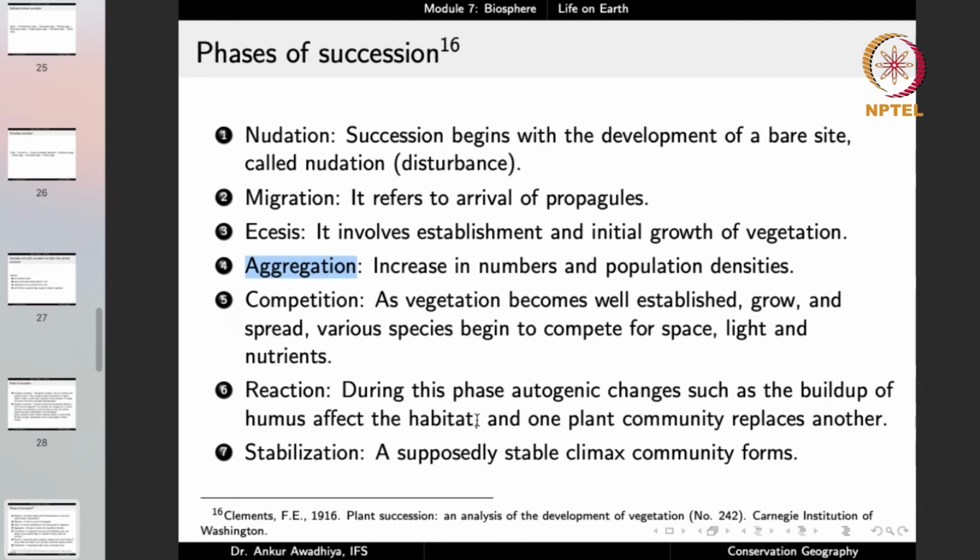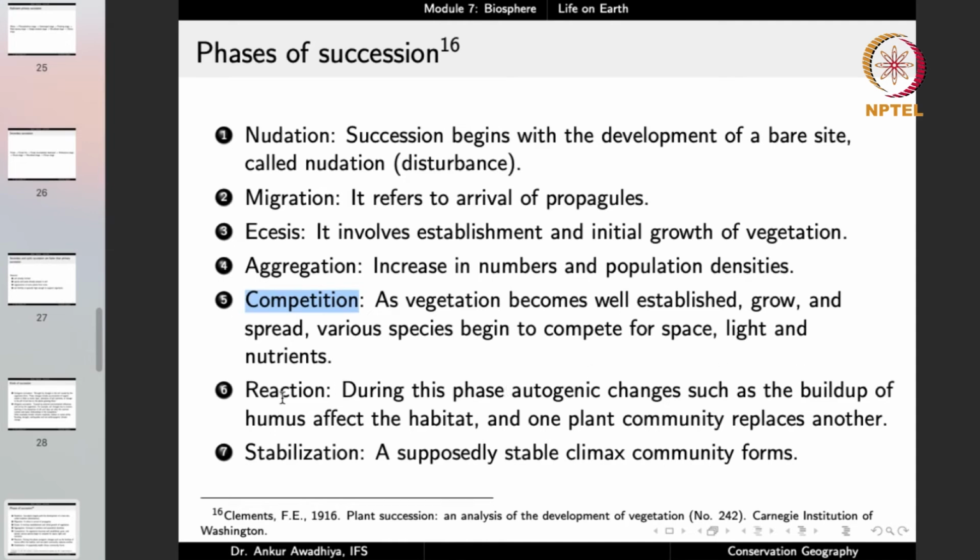Followed by competition, because now you have such a large number of organisms living that the site cannot support everybody. And so there will be competition. As vegetation becomes well established, grows and spreads, various species will begin to compete for space, light and nutrients.